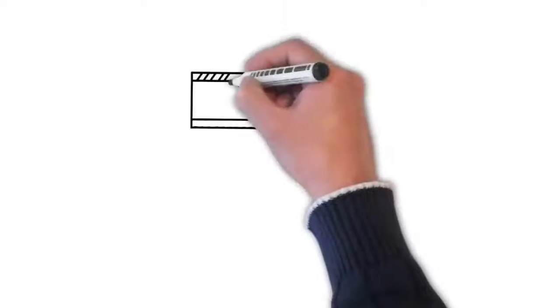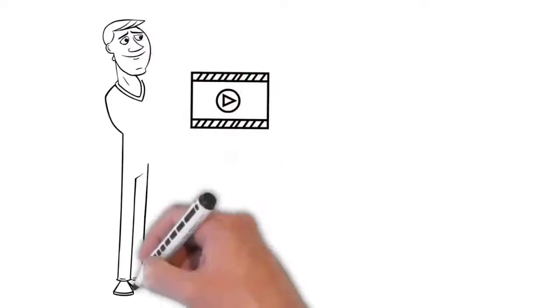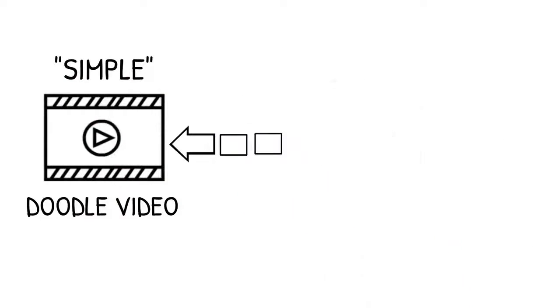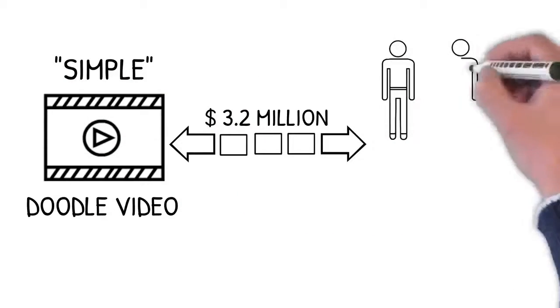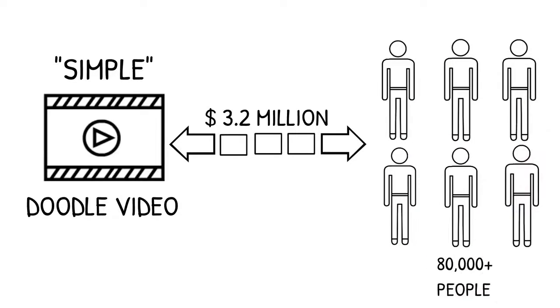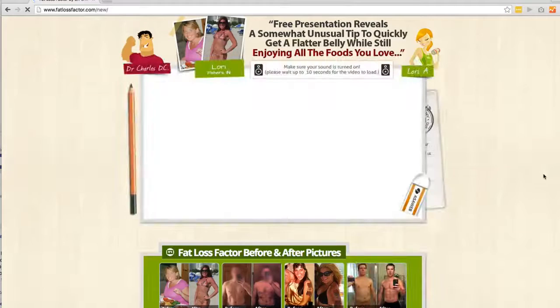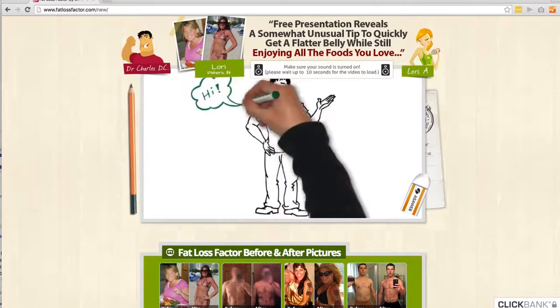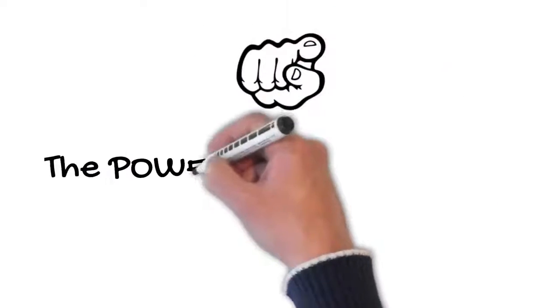It all started in 2013. I spent over $30,000 to get what I thought was a simple doodle video created. And that simple doodle video helped me sell over $3.2 million to over 80,000 people in the weight loss niche. The product is called Fat Loss Factor, and you can see it right here. Now, I'm not showing this to impress you, but to share with you that as digital marketers, you need to pay attention to the power of doodle videos.